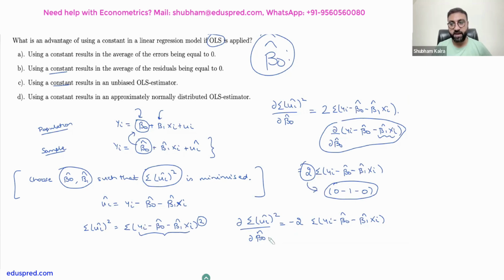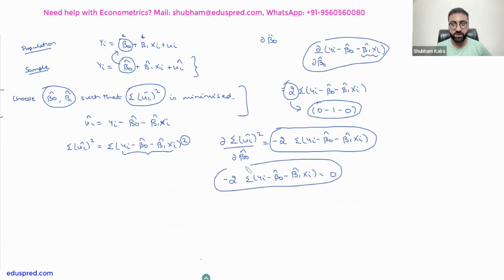To solve for beta 0 hat, we have to put this first order condition equal to 0. So I'm going to write minus 2 summation of yi minus beta 0 hat minus beta 1 hat xi equal to 0. Now this is the equation where you need to focus. This equation can also be written as the summation of yi minus beta 0 hat minus beta 1 hat xi equal to 0, by dividing both sides by minus 2. If you keep on solving, you will get beta 0 hat, which is an estimator of beta 0, equal to y bar minus beta 1 hat x bar.